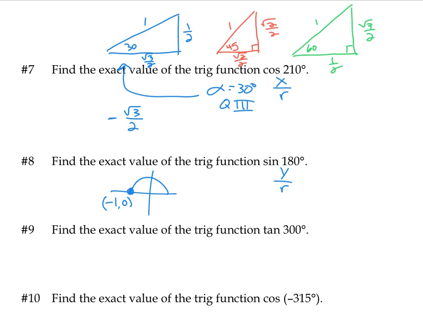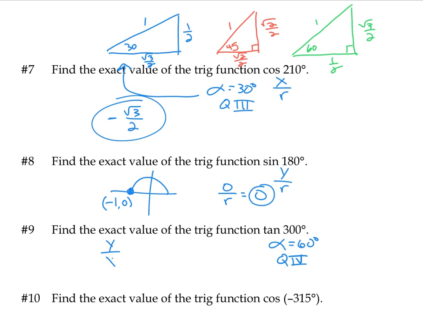So my y value is 0 over r, which will just come out to 0. Okay, so 0 would be my answer for sine of 180 degrees. 300 degrees, okay, that's a reference angle of 60, and it's in quadrant 4. Okay, tangent is y over x.